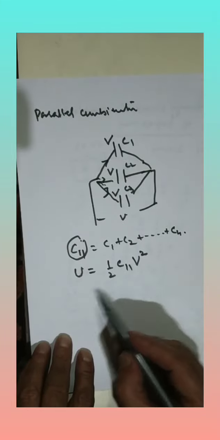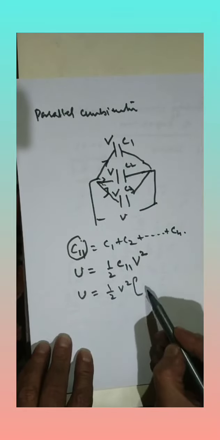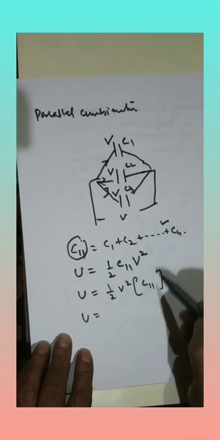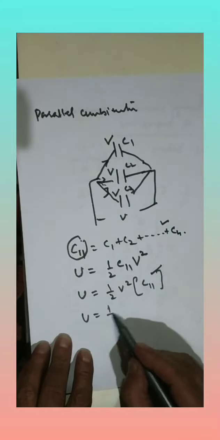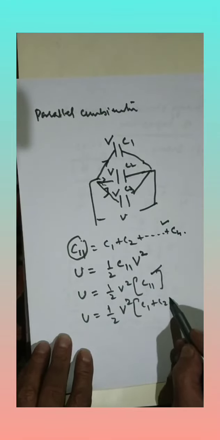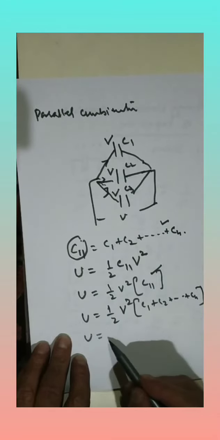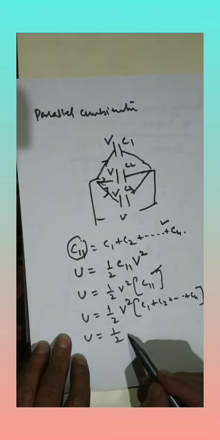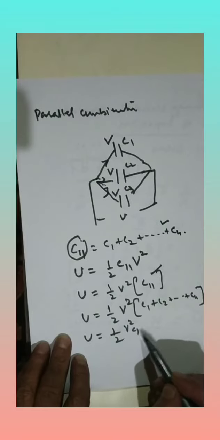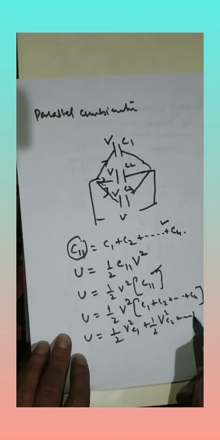Now we can write it as U is equal to 1 by 2 V square C parallel. Now C parallel is the sum. Substituting this in this equation, we get V square (C1 plus C2 plus ... plus Cn). So U will be equal to, multiplying throughout, 1 by 2 V square C1 plus 1 by 2 V square C2 plus ... plus 1 by 2 V square Cn.